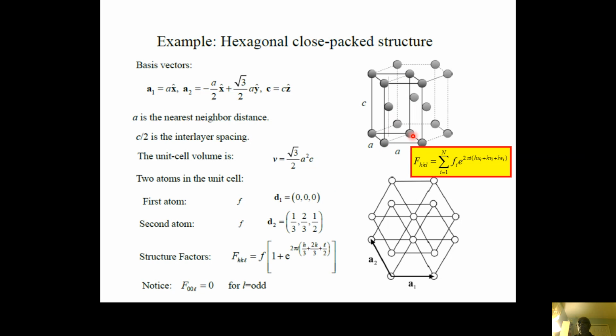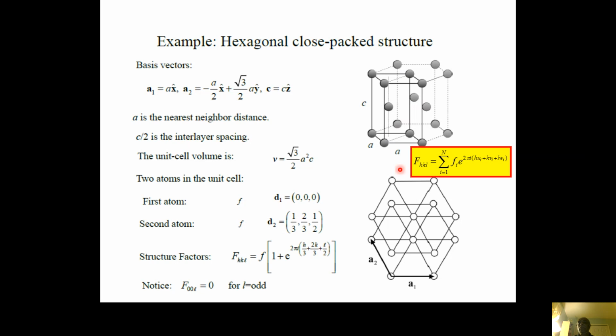But remember, this A1 and A2 are not orthogonal. So these are at a 120-degree difference, right? The angle. So in this case, again, you have a two-atom basis. One atom is right at the origin, we can pick this as 0. The other one is actually 1/3 of one axis and 2/3 of the other axis and half of the z axis. So these coordinates here are 1/3, 2/3, and half.